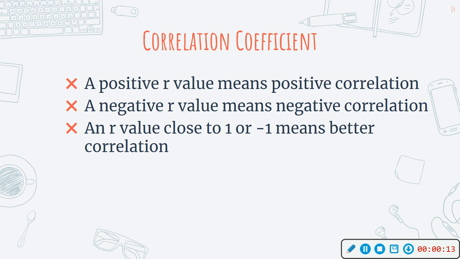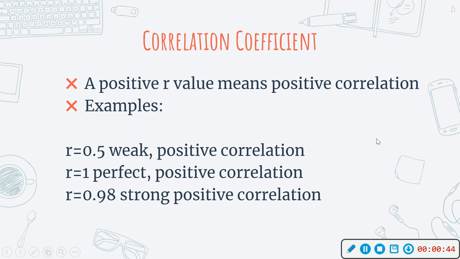The first two is that a positive R means that we have a positive correlation. A negative R means we have a negative correlation. So this is just looking at the sign of the number. Ignore the actual number itself. Just look at if it's positive or negative. This will tell you what kind of correlation it is. The last bullet point says that an R value close to 1 or -1 means that it is a better correlation. So let's take a look at what that means.